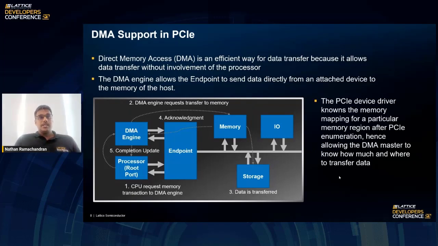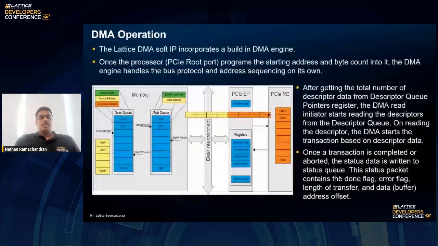So this is basically how a DMA is supported in PCIe. Moving on, I would just like to introduce how the DMA operation is supported in Lattice DMA soft IP itself. It starts off by the PCI root programming the starting address and the byte count into the DMA engine during the enumeration itself.